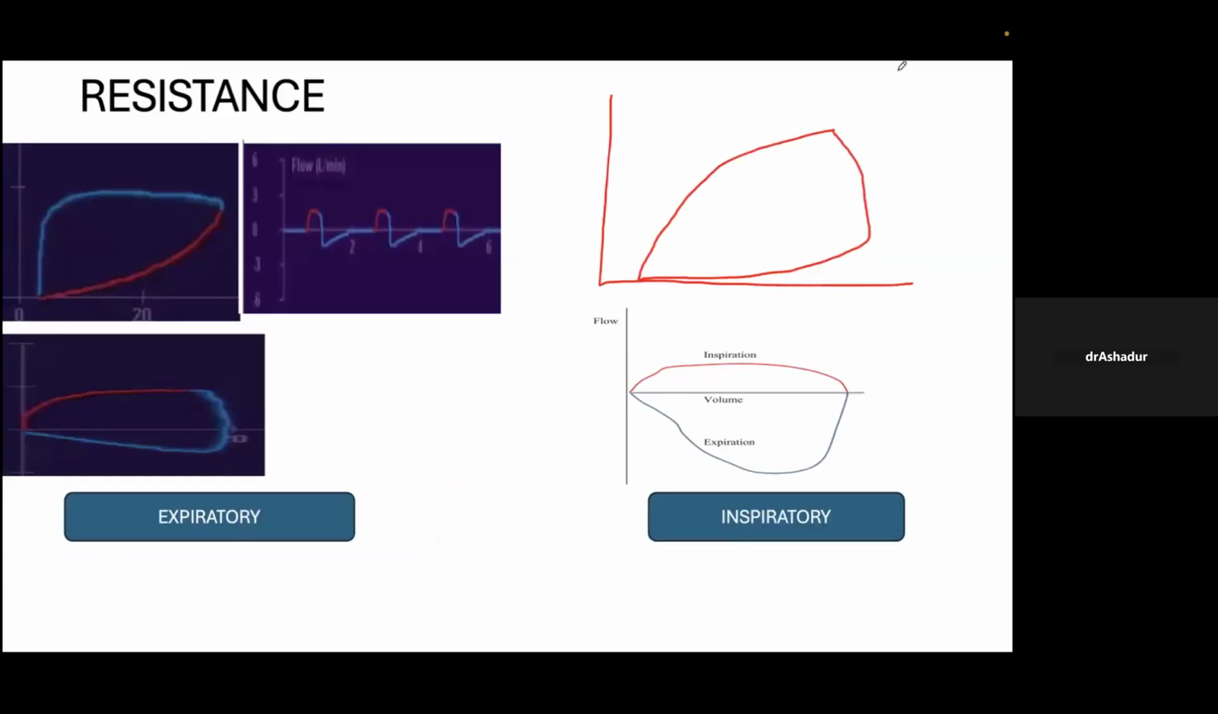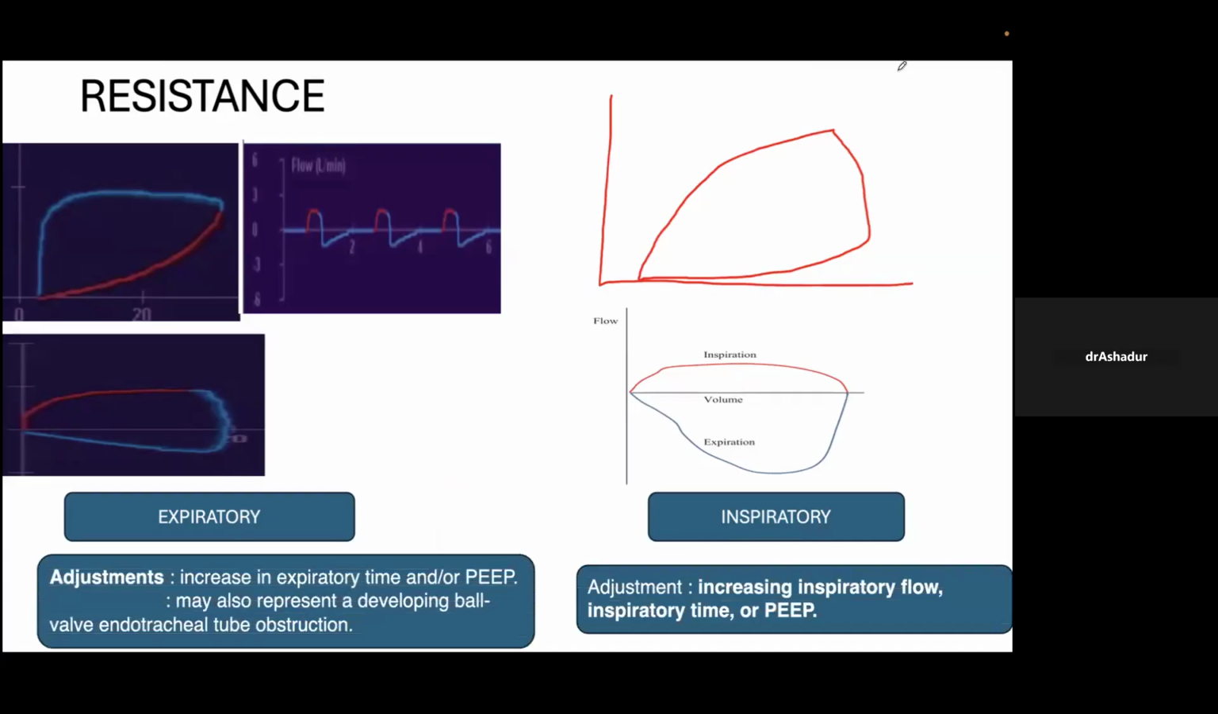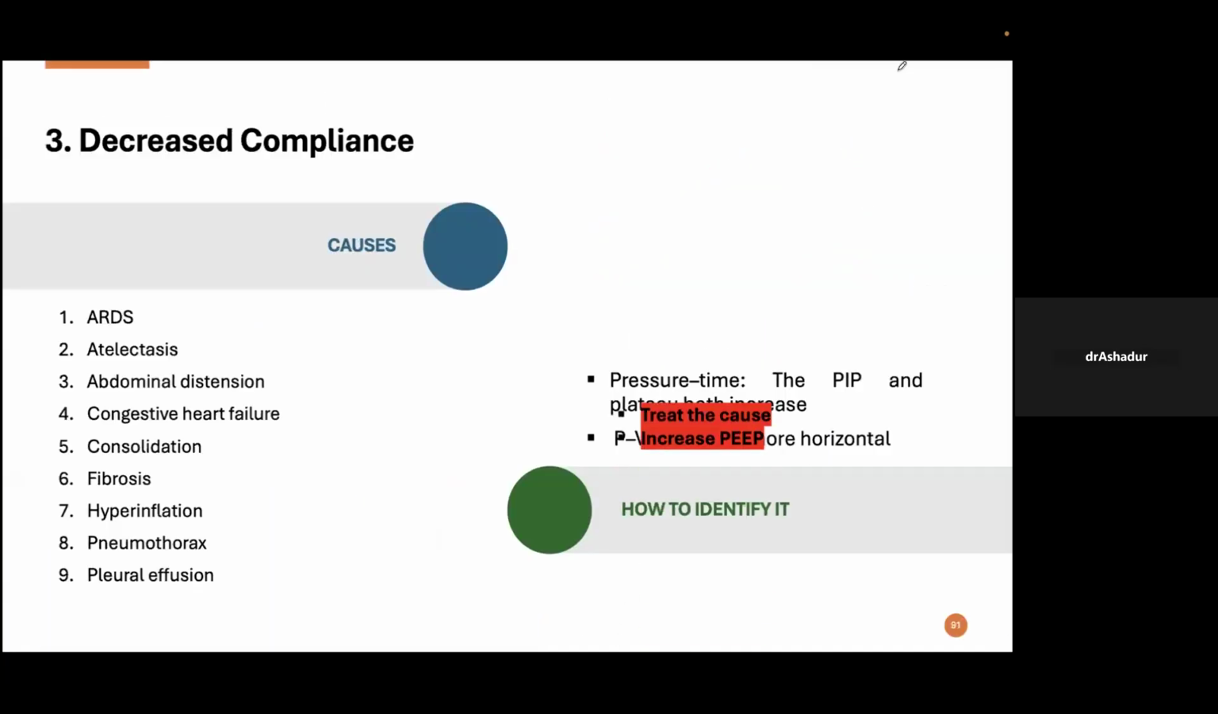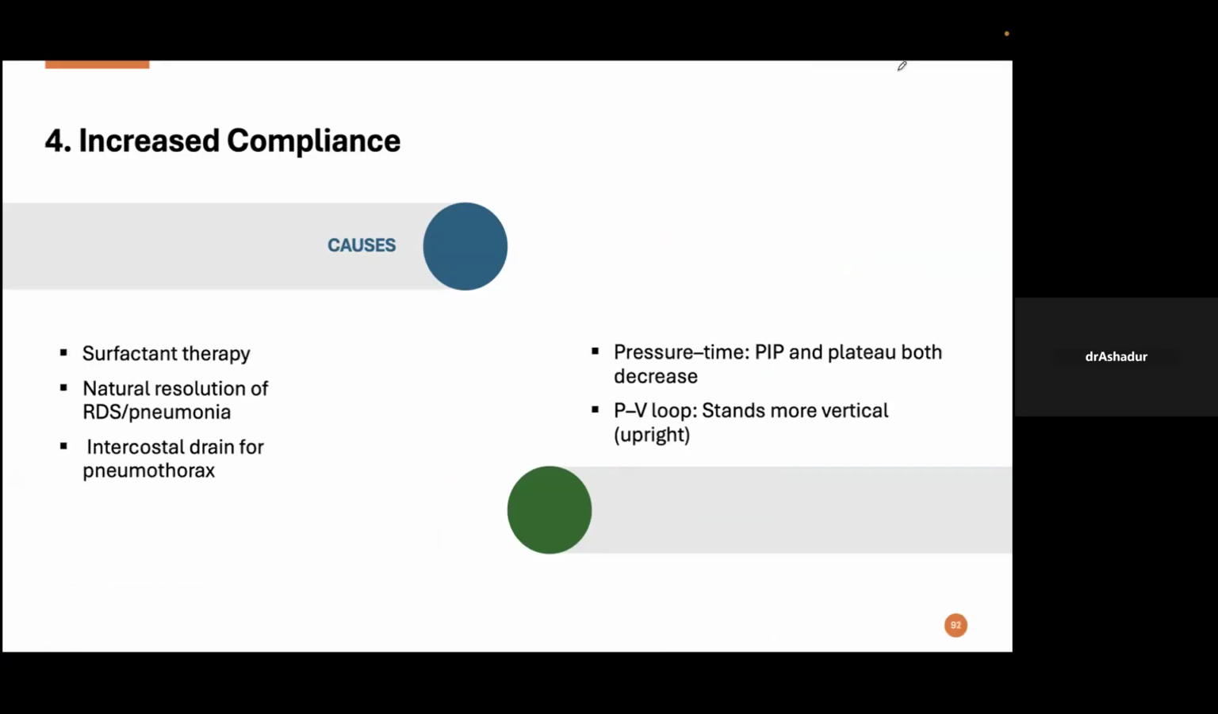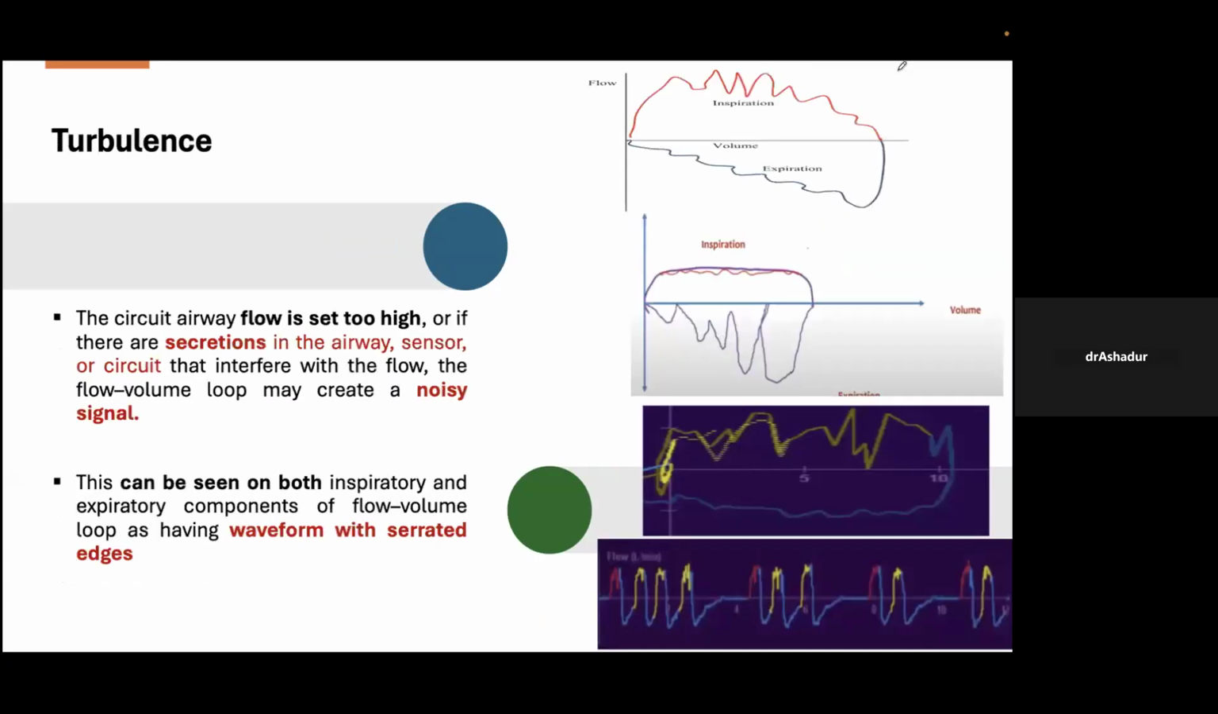Increased resistance, as I already told you, this is the same picture, shown again just to bring it all together. Decreased compliance: we need to treat the cause and increase the PEEP. Increased compliance: aggressive weaning of pressure needs to be done, as after surfactant administration. Turbulence looks like this. Also, in your flow time curves, turbulence has this sort of speckled appearance.